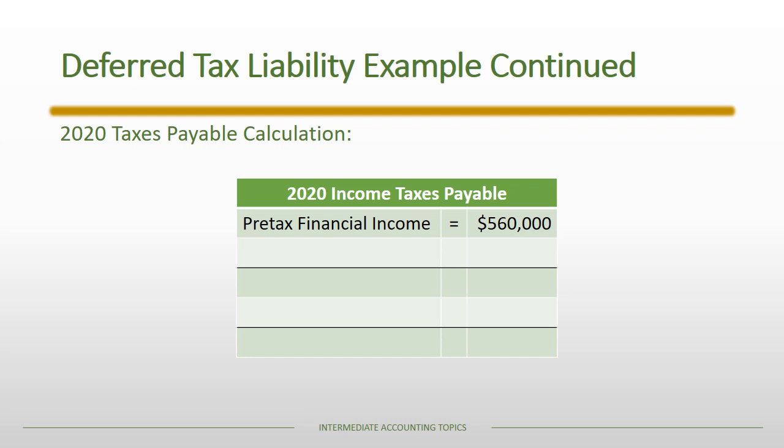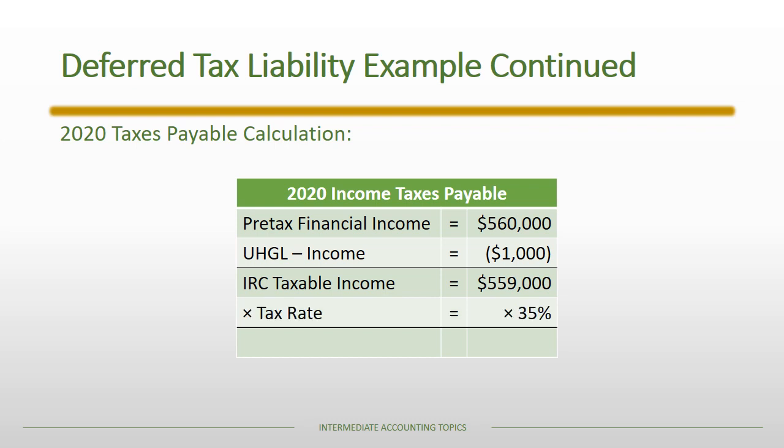And so we start with pre-tax financial income of $560,000. Then we have to realize that under US GAAP, there would have been an unrealized holding gain or loss that would have been part of financial income. We do not record that unrealized holding gain or loss under the Internal Revenue Code. Therefore, we have to subtract it from our pre-tax financial income. Then we have our Internal Revenue Code taxable income. We apply the tax rate, and we have our income taxes payable of $195,650 for 2020.